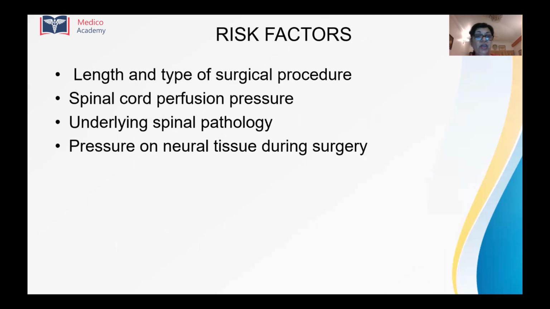Now, there are various risk factors for it. It may be the length and type of the surgical procedure, spinal cord perfusion, underlying spinal pathology, or pressure on neural tissue during the surgery.